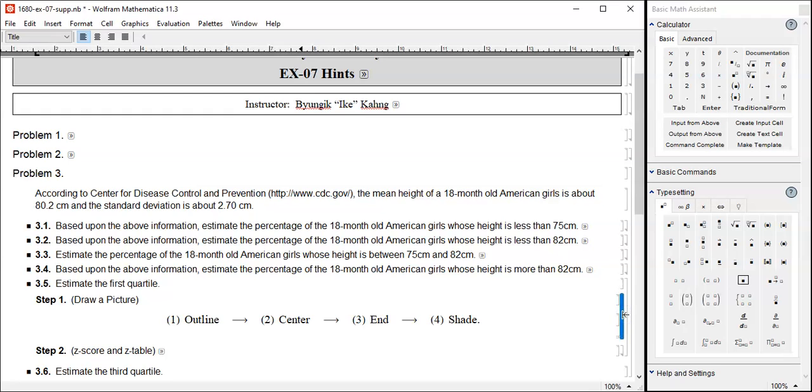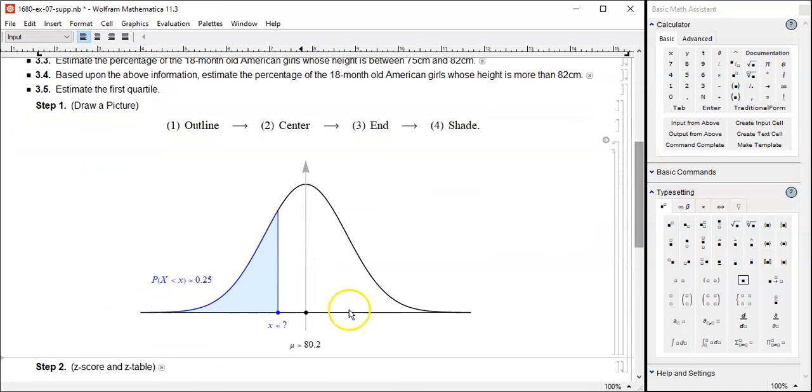First, draw the picture. Outline, and then center. Where do I put end? It's first quartile, so it should be less. And this part should be 25%. Okay, from here, you have to find out the end.